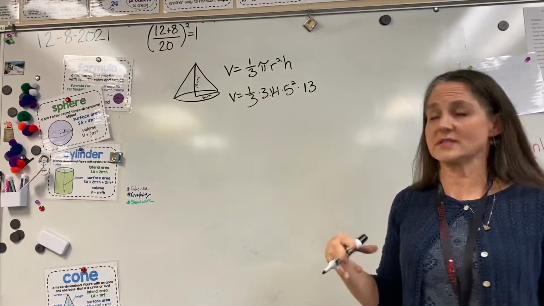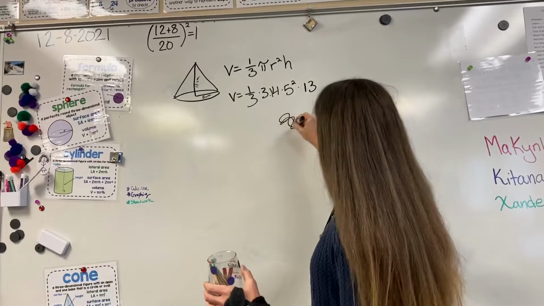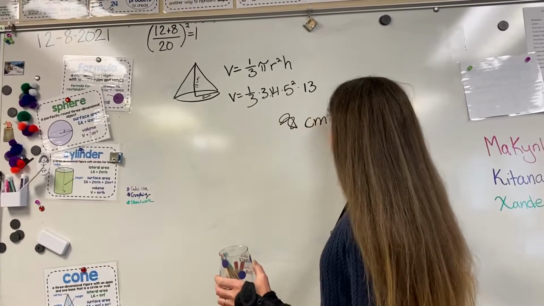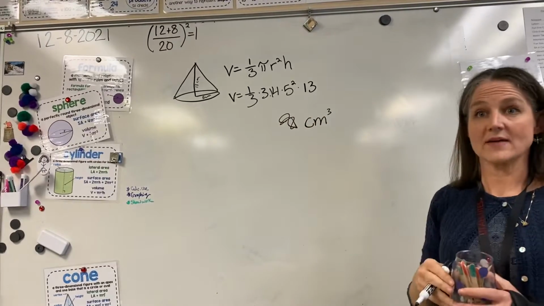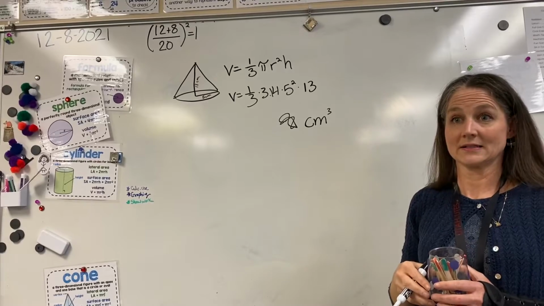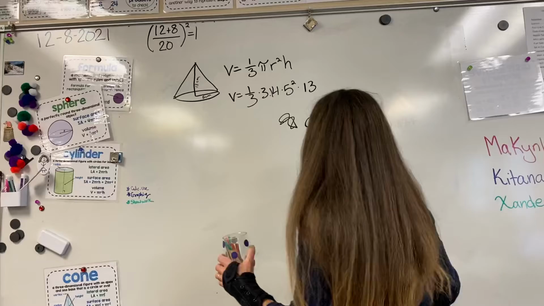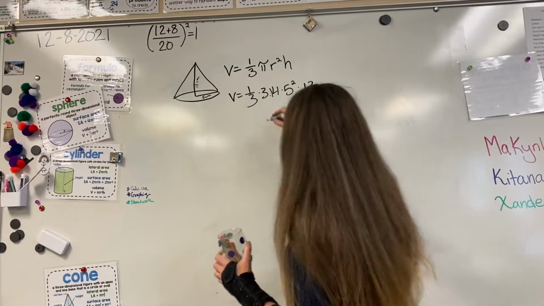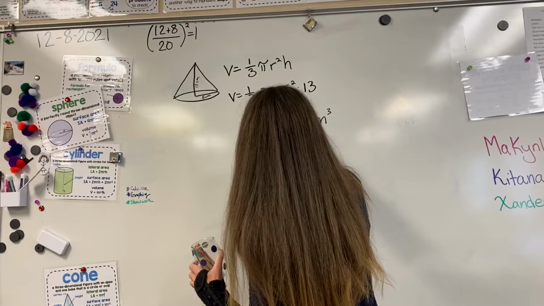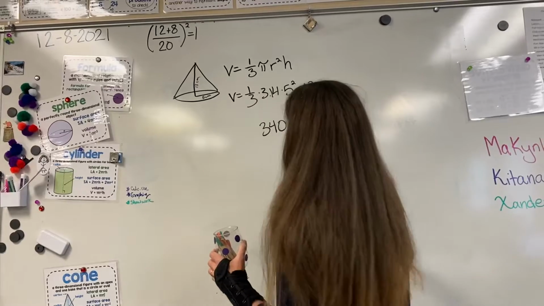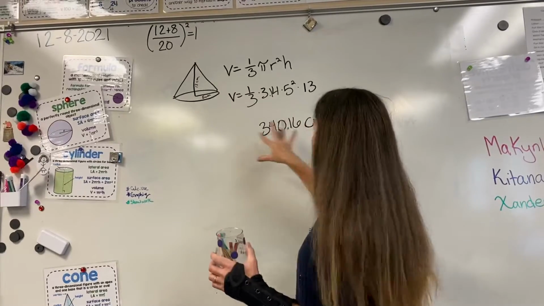And we pop this guy into our calculator. Our calculator spits out the answer. And we say, it's whatever many cubic centimeters. And we're happy, and we go on with our lives, right? Braddock, are you going to tell me the answer? What is it? 340.16 cubic centimeters.